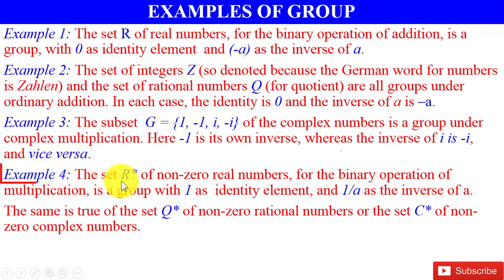Example 4. The set R star of non-zero real numbers for the binary operation of multiplication is a group with 1 as identity element and 1 by A as the inverse of A. The same is true of the set Q star of non-zero rational numbers or the set C star of non-zero complex numbers.